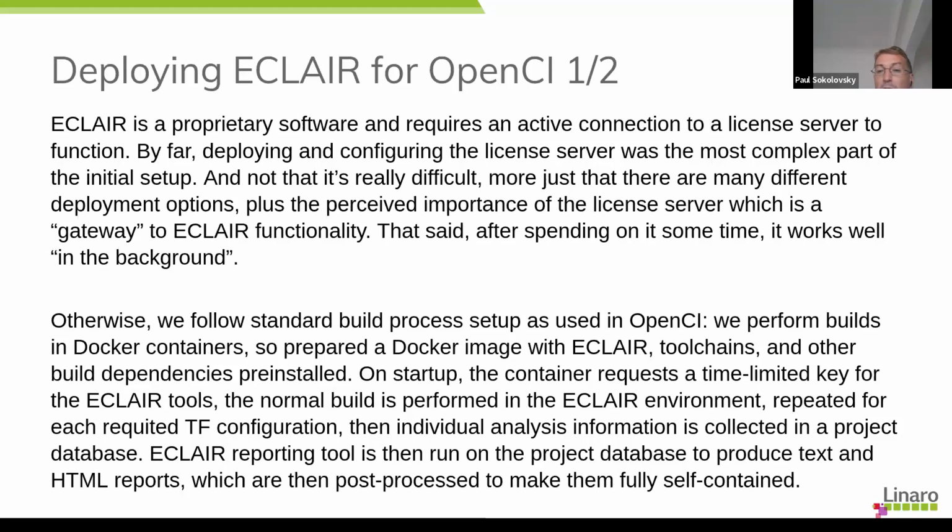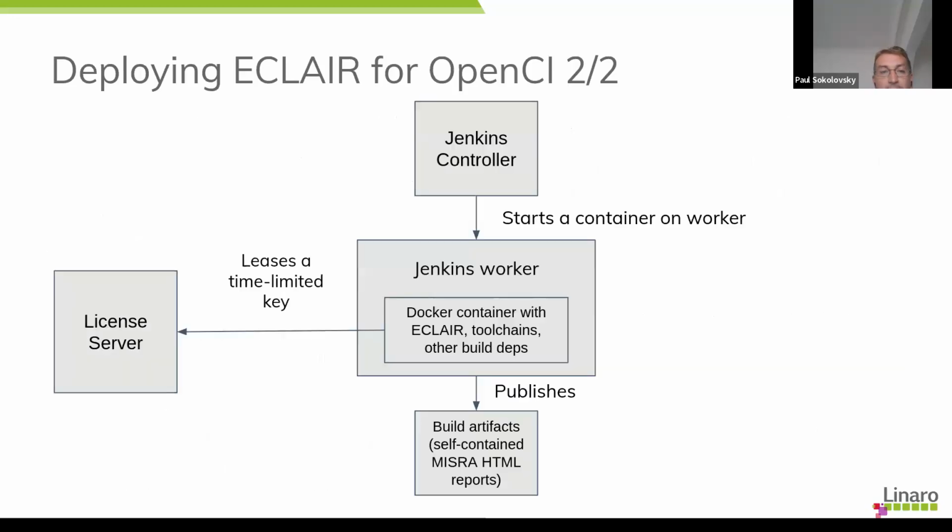And yeah, we follow the same process with Bugseng as with our other builds and tests. So we have Docker images, which include in this case ECLAIR, toolchains, etc., and we run our analysis in Docker containers. And here is an overall diagram of how it works. There is the Jenkins controller, the main server, the GUI. It starts a worker which hosts Docker containers. The Docker container on initial startup requests a license key, which automatically expires after some time, even if we don't return it. So it all works pretty robustly.